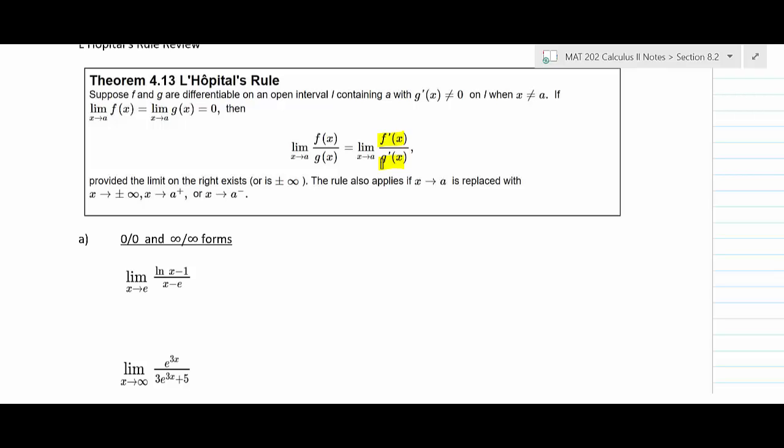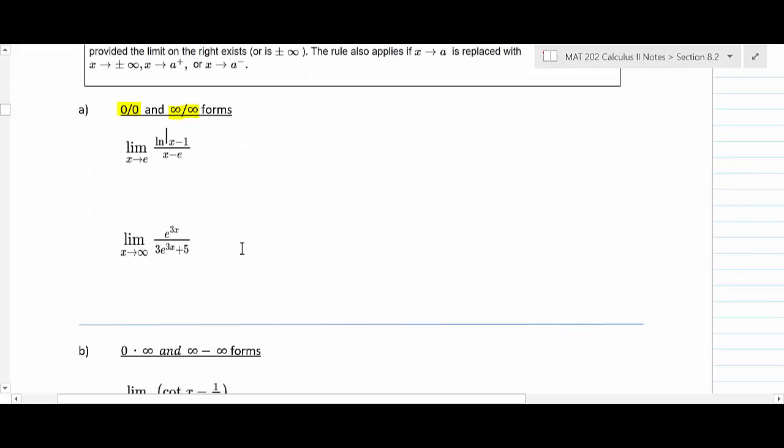So one of the things that students do wrong all the time is they say, oh, there's a limit, I'm just going to do L'Hopital's rule. You only can do it when it applies. So the first thing I want to review is these two forms and what they mean.